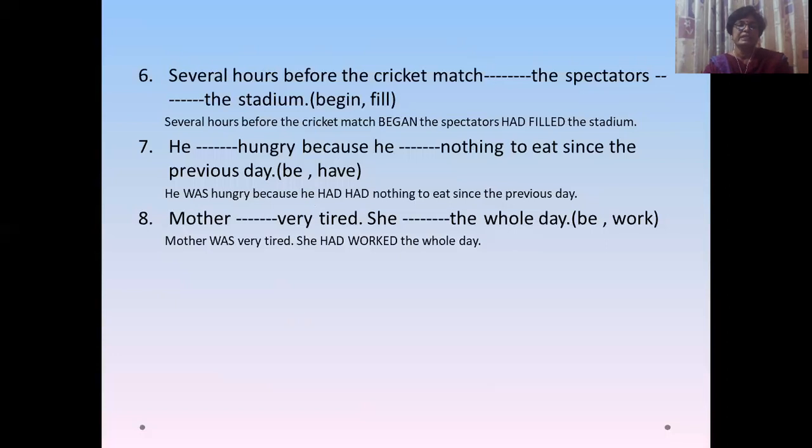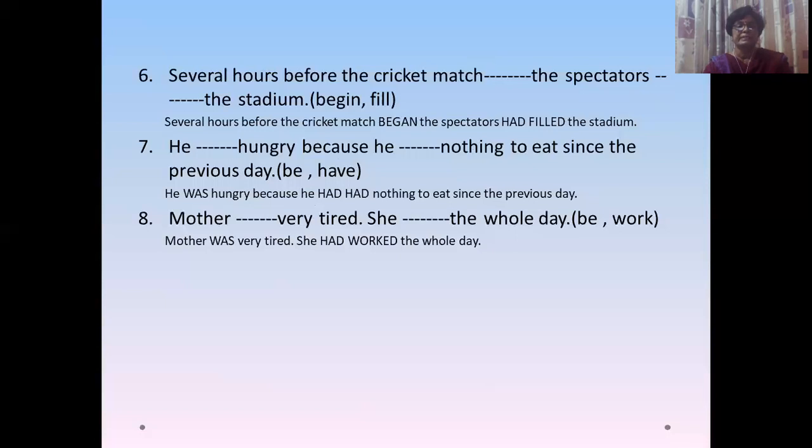Seventh sentence: he dash hungry because he dash nothing to eat since the previous day. The verbs given in the bracket are be and have. So the form of be will be: he was hungry because he had nothing to eat since the previous day. Had refers to the past perfect form of the verb have.